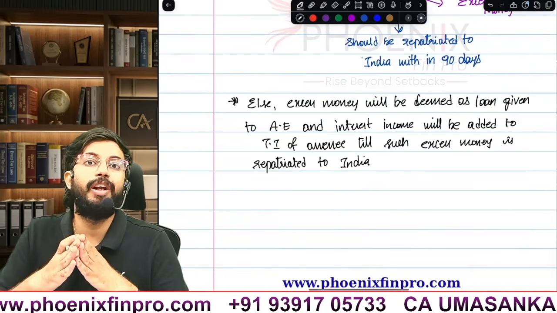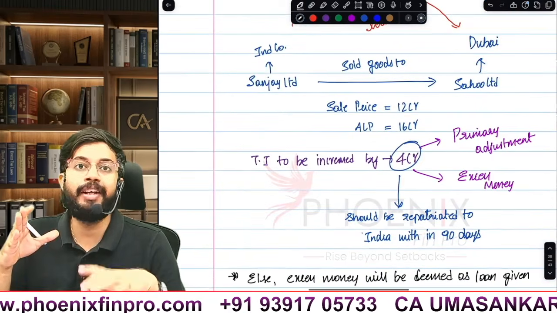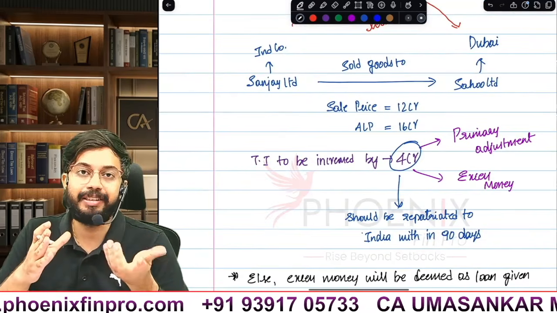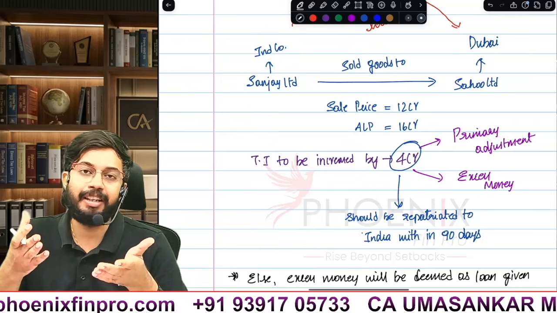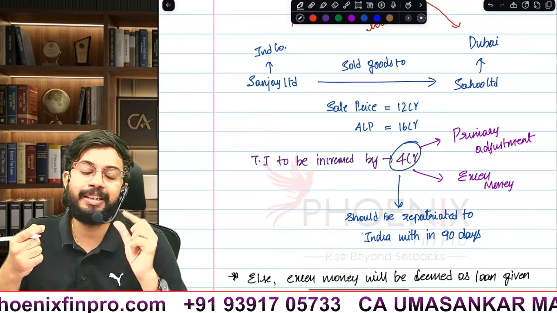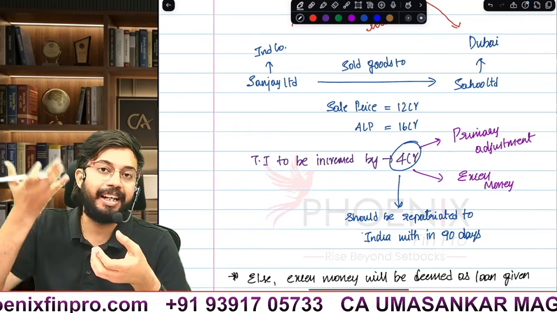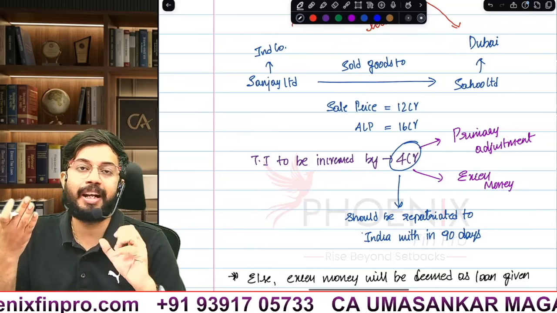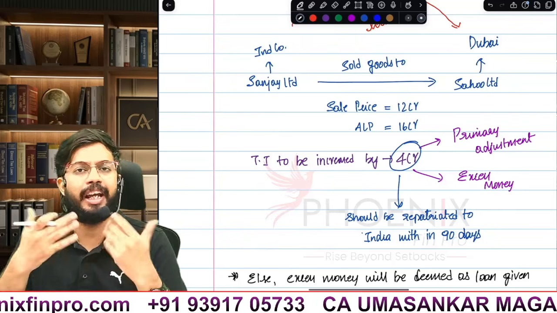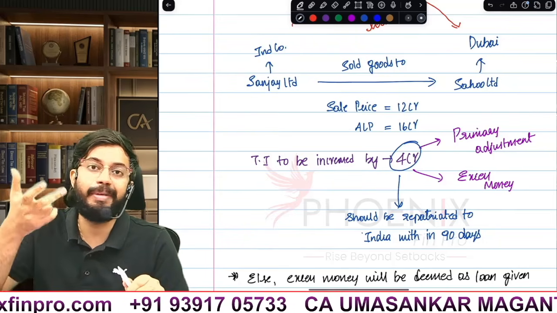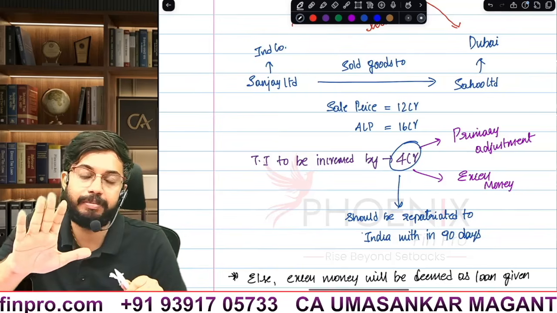Sometimes the students will also get doubt. Sir, here you took example of sales. What if the nature of transaction is purchases? See, for any international transaction, whenever arm's length price is calculated, if total income is increased due to arm's length price, whether it is a sale transaction or purchase transaction or allocation of cost, any transaction, service transaction, that is called primary adjustment.